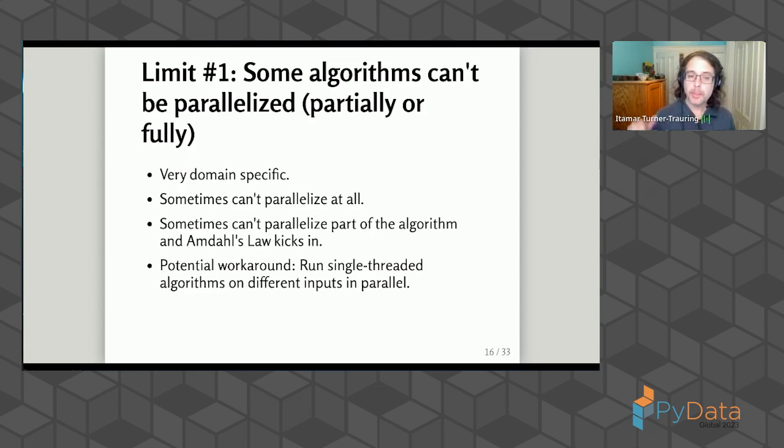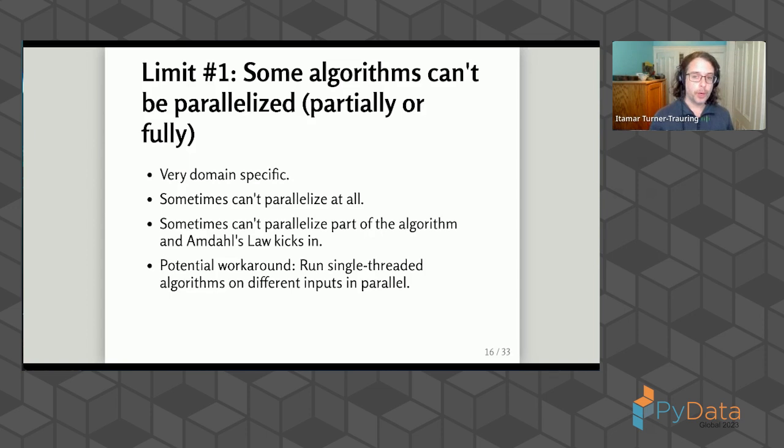Sometimes you can only parallelize part of the algorithm. There's Amdahl's law, which is a way to calculate the resulting performance of your code if you can only parallelize part of it. This is all very domain specific. It's all very algorithm specific. It's very difficult to say in abstract whether or not your code is parallelizable. But sometimes it just isn't.